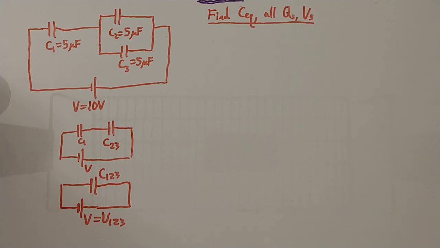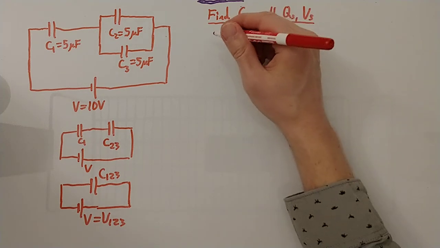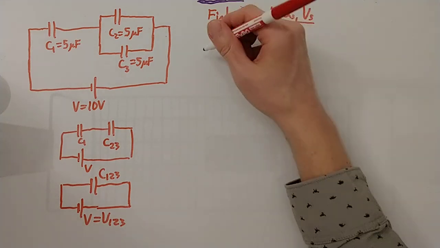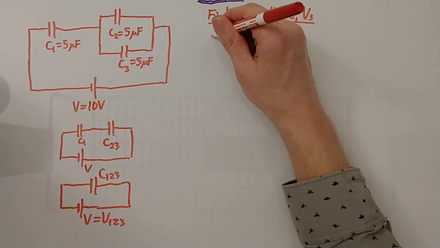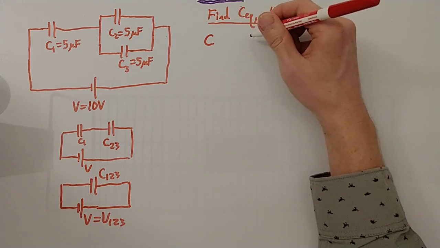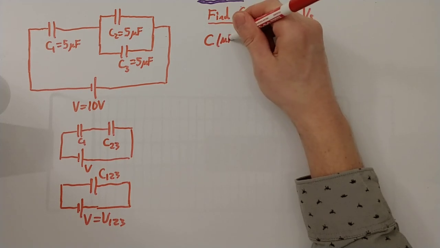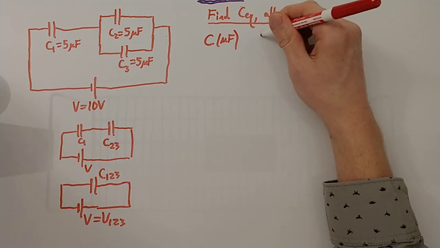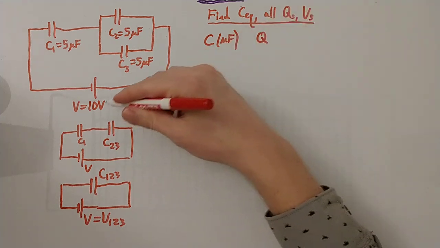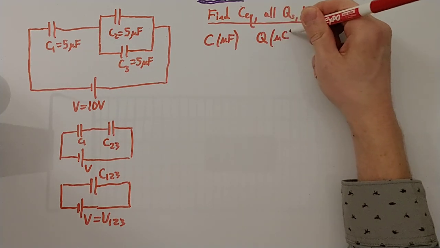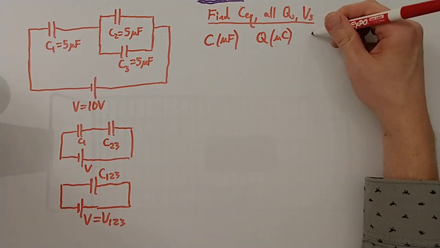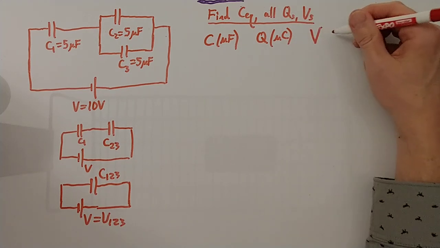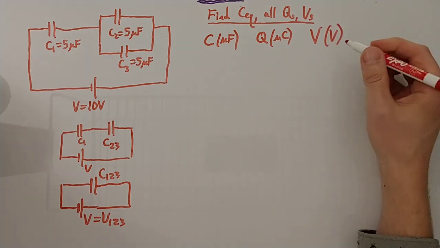A good first step is to figure out what this C23 is and what C123 is. We want to reduce the circuit. And to keep organized, I find it really helpful to make a little table where I keep track of the capacitance, which is going to be in units of microfarads. I want to keep track of the amount of charge. If this is in volts, charge is going to come out in microcoulombs. And I want to keep track of the potentials across each capacitor, and potentials here in volts.